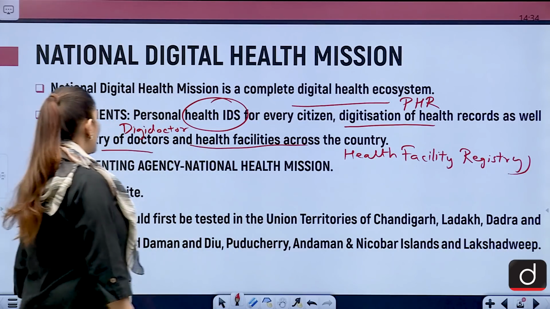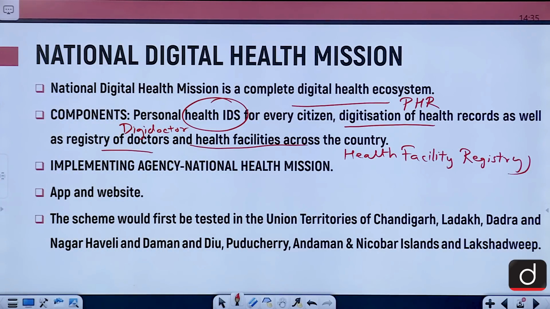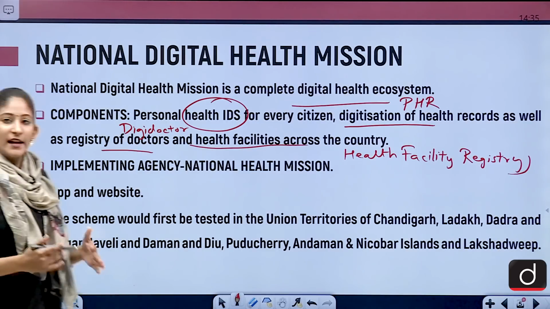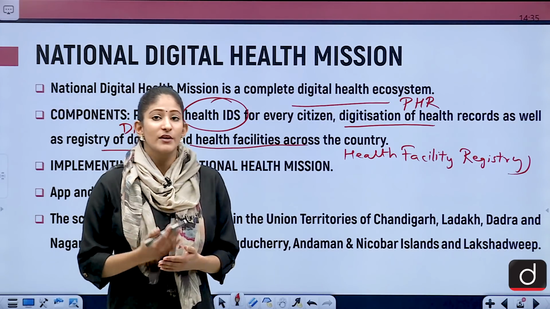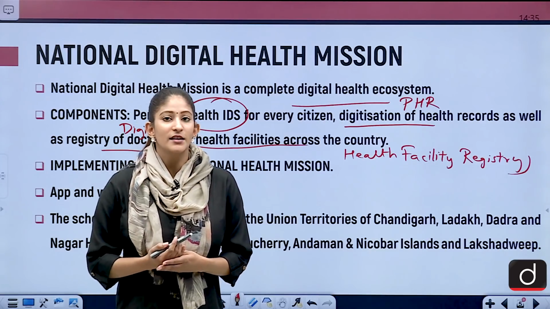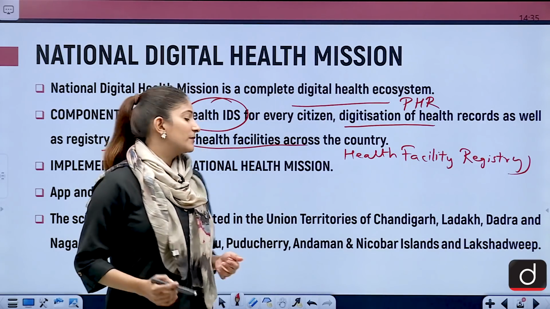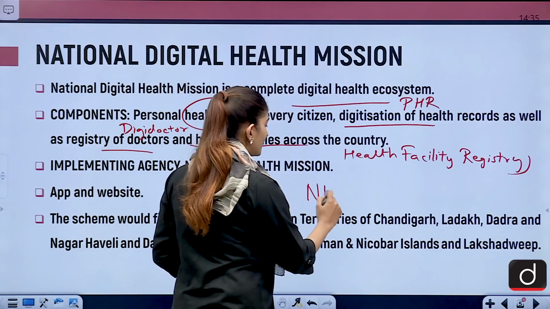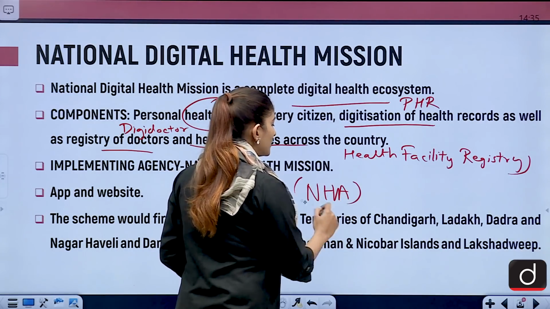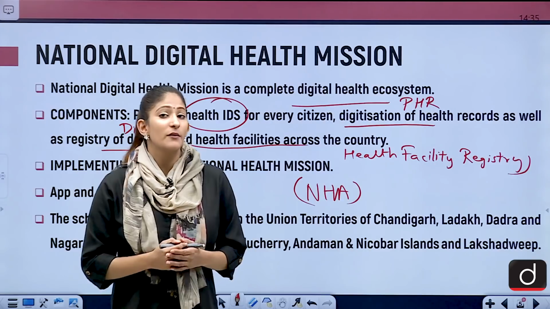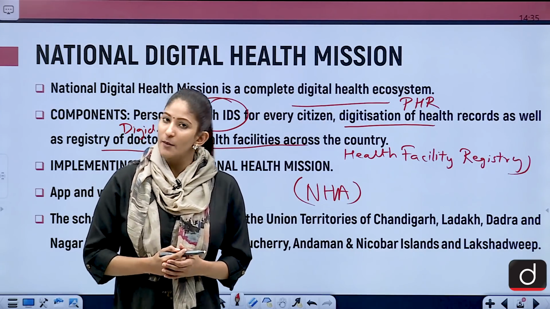So, if we talk about the implementing agency of the National Digital Health Mission, it's of course the National Health Authority, which is also implementing the Ayushman Bharat Yojana. So keep this also in mind: the National Health Authority, which comes under the aegis of which ministry, you have to tell me in the comment segment.